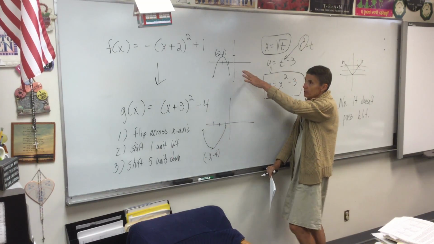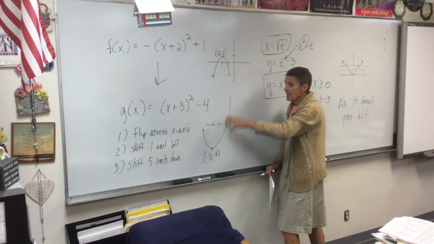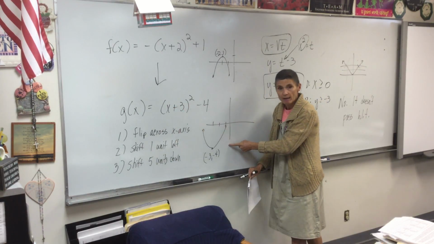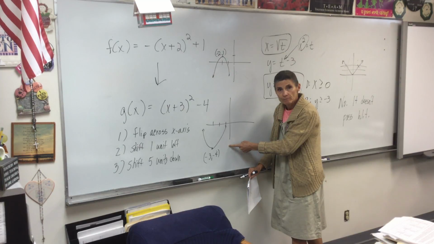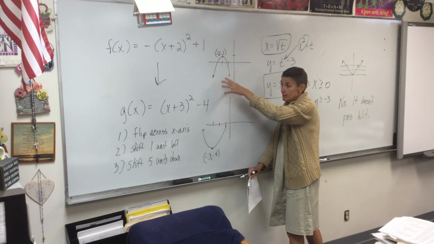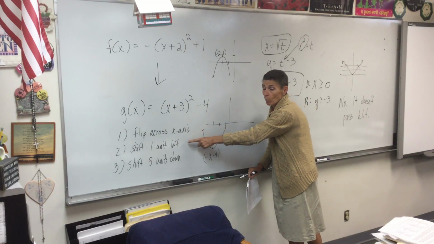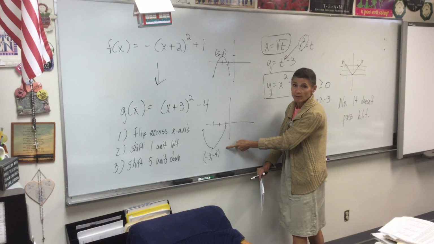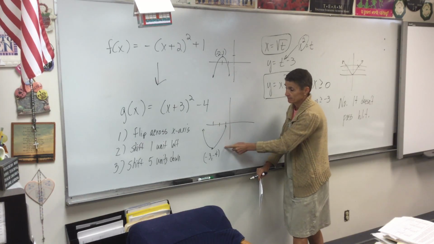If you started with this parabola and you did these things to it, you would end up with that one. Does that make sense to you? Start with this, flip it, move it 1 unit to the left and 5 units down, and you would end up with this picture right here, this equation.